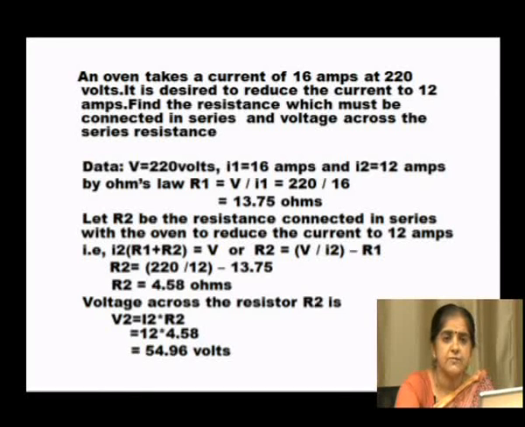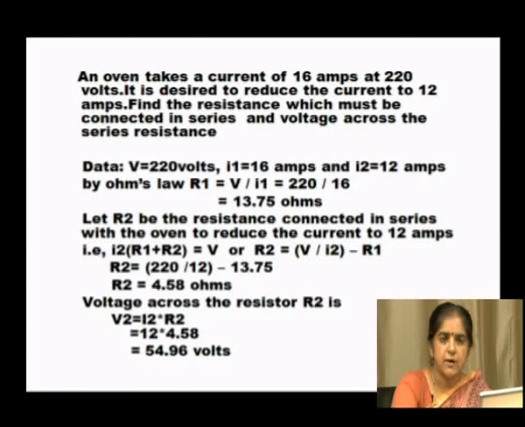First, before that, let us try to find out what will be the initial resistance in the circuit. Let that initial resistance be R1. By Ohm's law, R1 is equal to V divided by I1. So, what is the value of V? It is equal to 220 volts divided by I1, that is 16 amps, and the resultant value will be equal to 13.75 ohms. So, R1 is equal to 13.75 ohms. This is the resistance of the oven. With this resistance, the current flowing is 16 amperes.